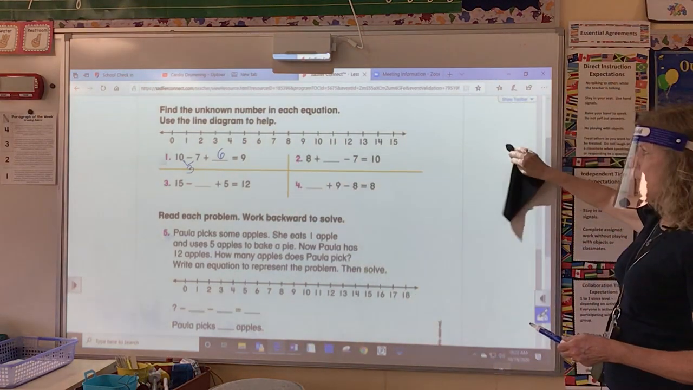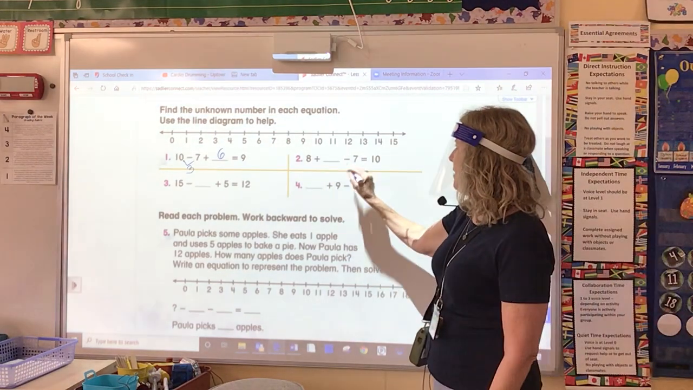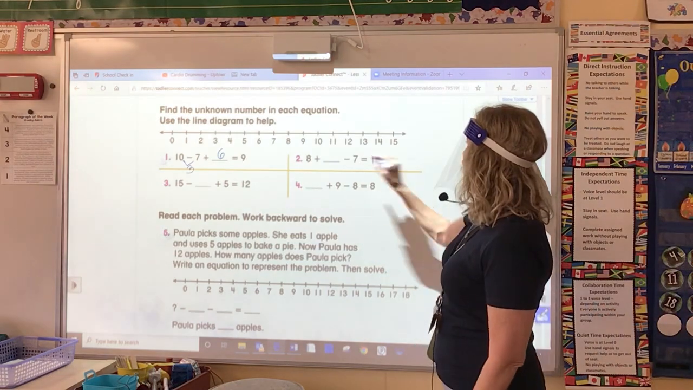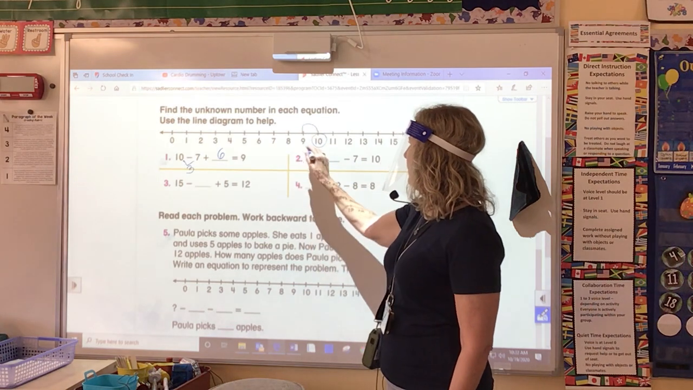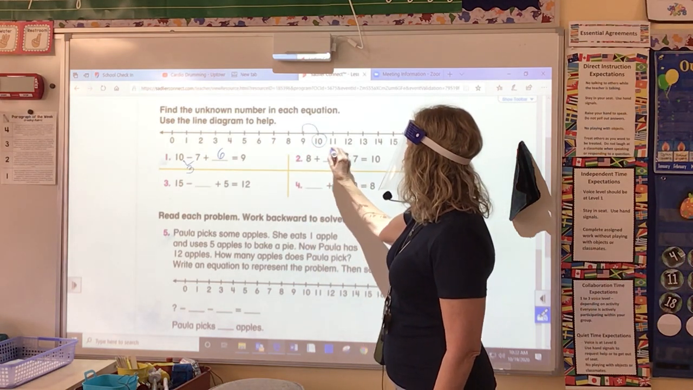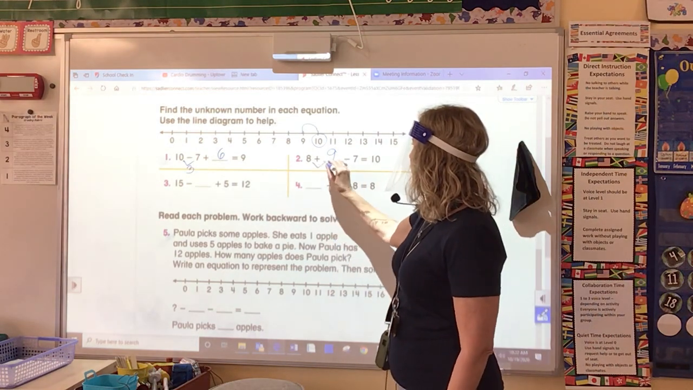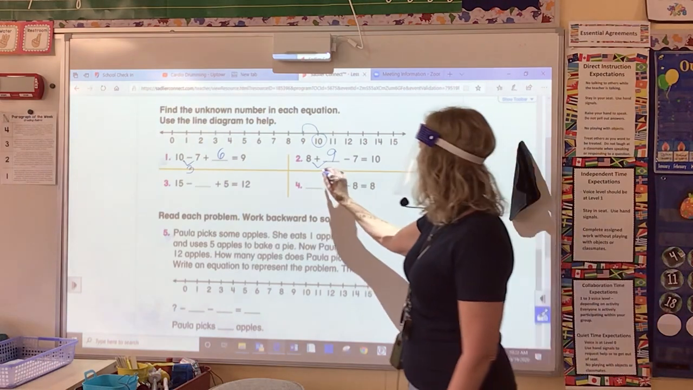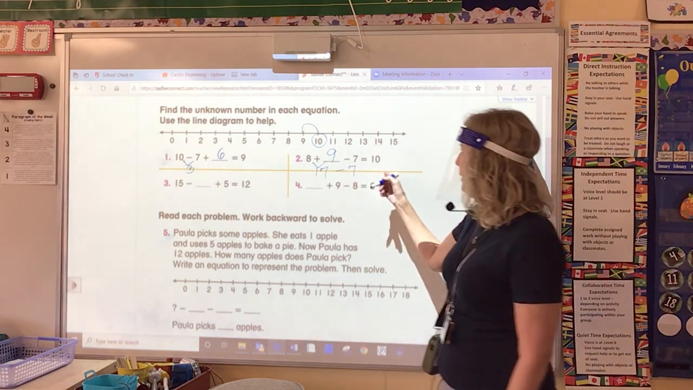All right, for number 2, we know 8 minus 7 equals 1. If we start at 10 and go back 1, that gives us 9. So 8 plus 9 equals... what does 8 plus 9 equal? 17. 17, thank you, Ella. 17 minus 7 equals 10. 10.